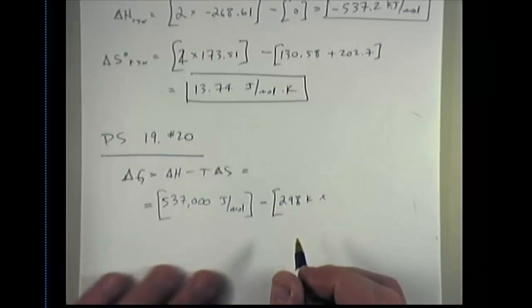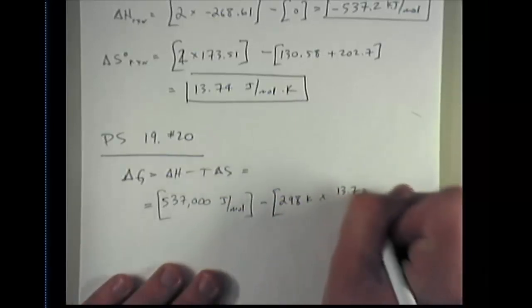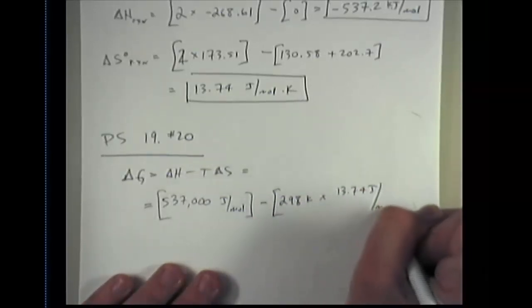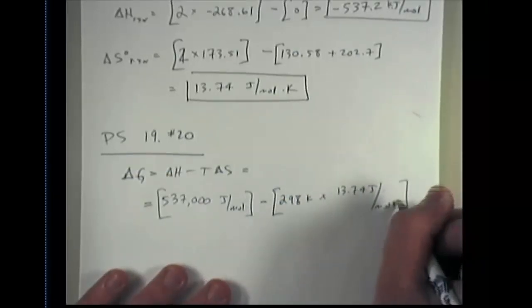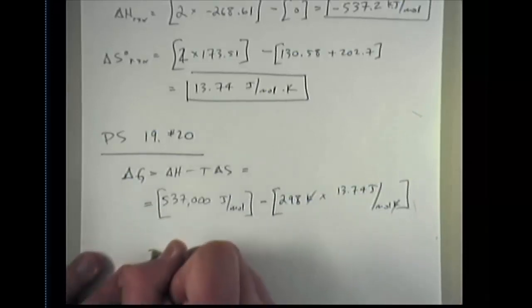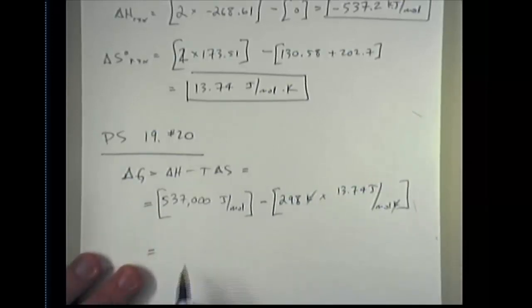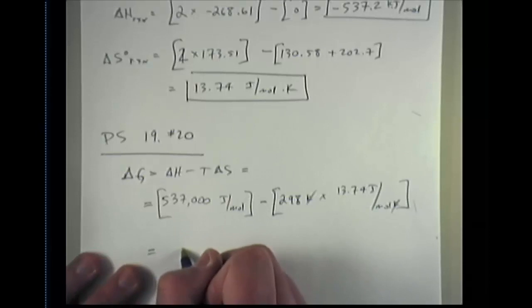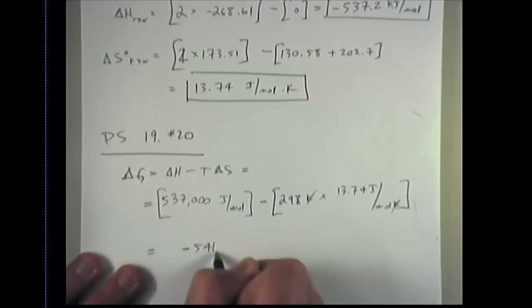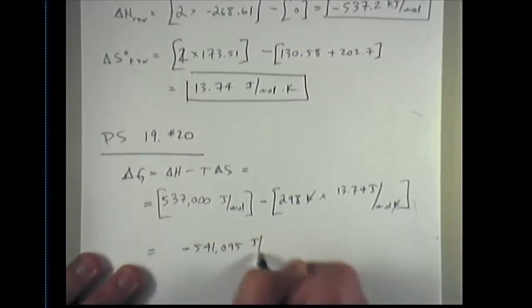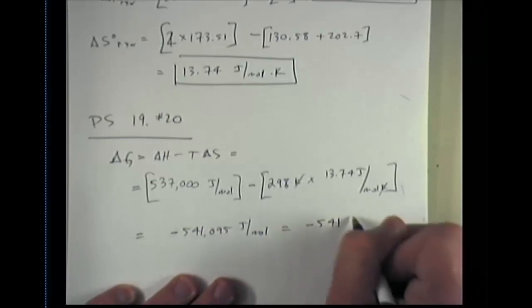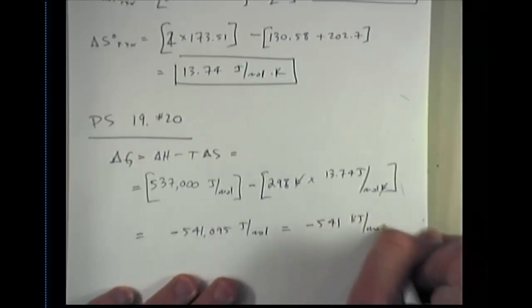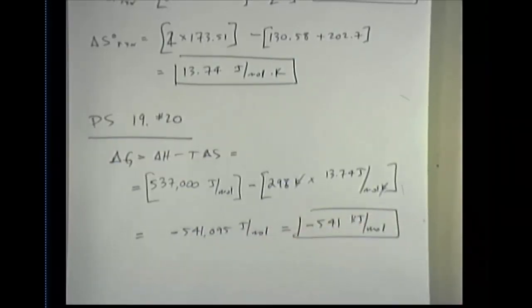multiplied by delta S, which is 13.74 joules per mole Kelvin. You'll notice once again, as I always point out, that my units end up working out beautifully. My kelvins cancel each other out. The final answer that I end up getting is minus 541,095 joules per mole, which can easily be converted, and I won't show you the conversion, into minus 541 kilojoules per mole as our final answer.